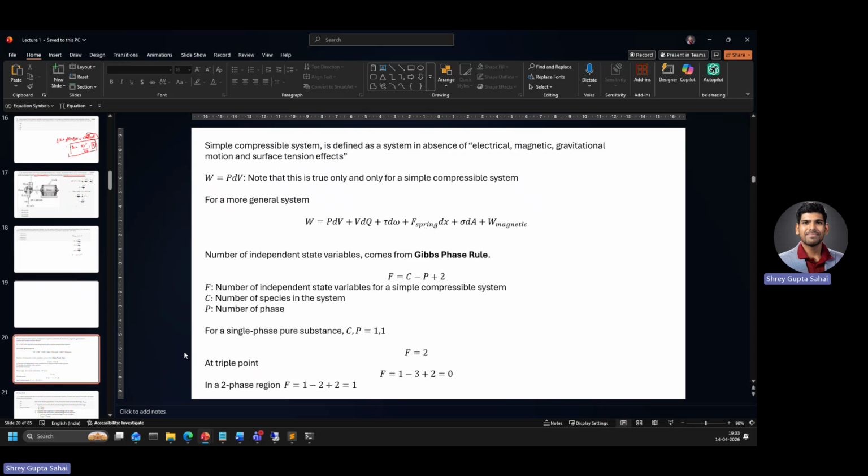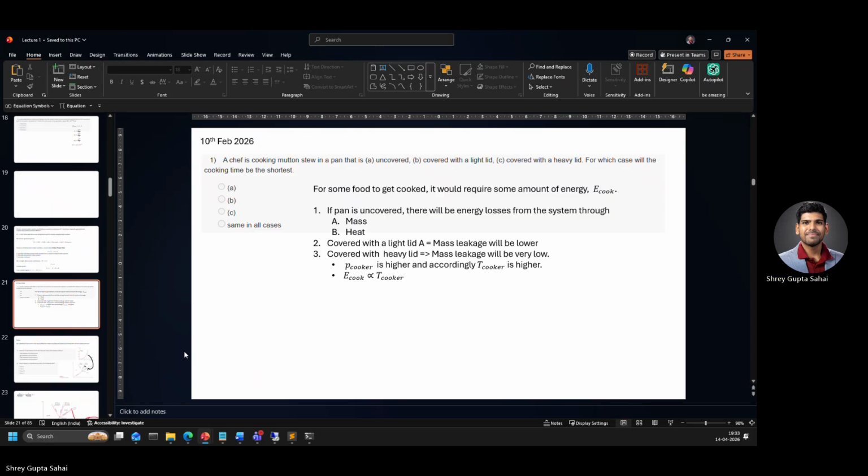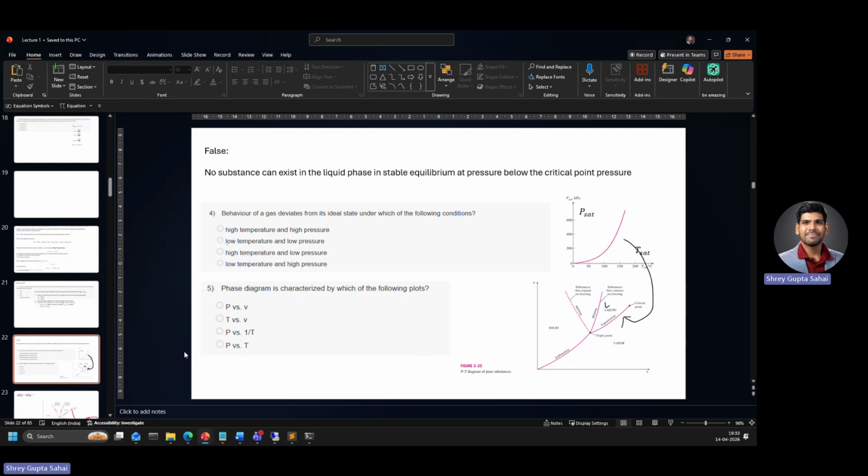So we discussed slightly the definition of a simple compressible system, and how different force interactions increase the number of state points of your system. Again, not very specific questions.